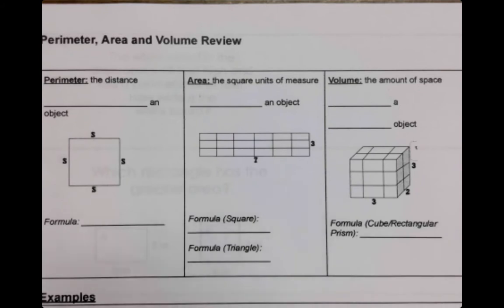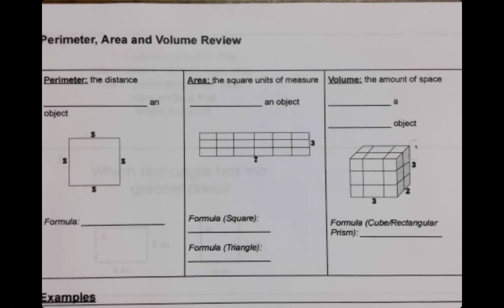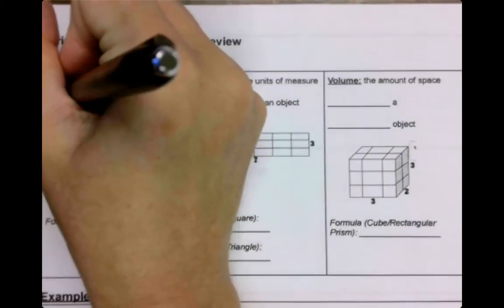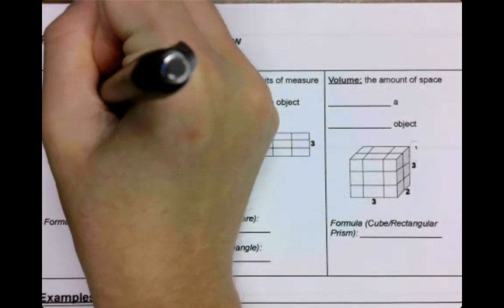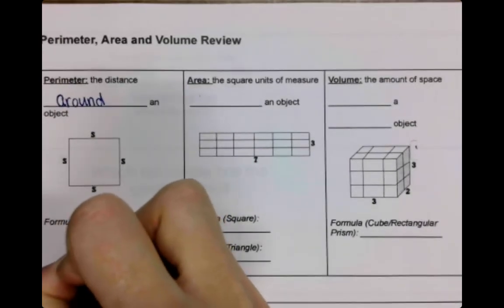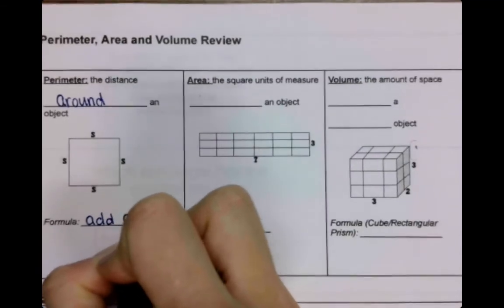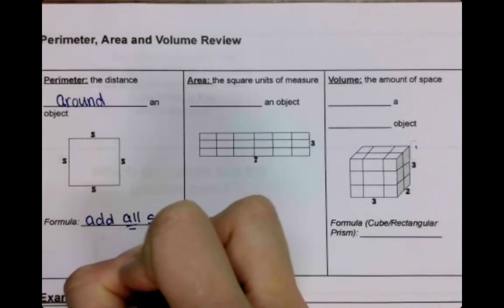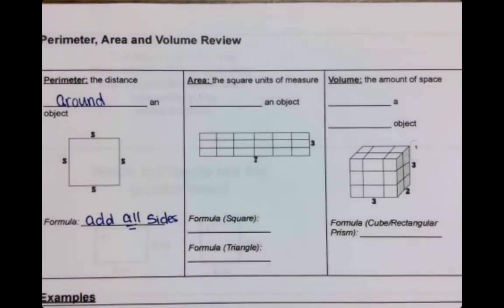All right. So if you remember anything about perimeter, right? If you remember anything about perimeter, what is it? The distance around an object, right? It's the outside of that object. It's that fence, border, molding, trim, things like that. All right. So the formula is literally just add all sides. There's no fancy formula. It's literally add up all the daggone sides.